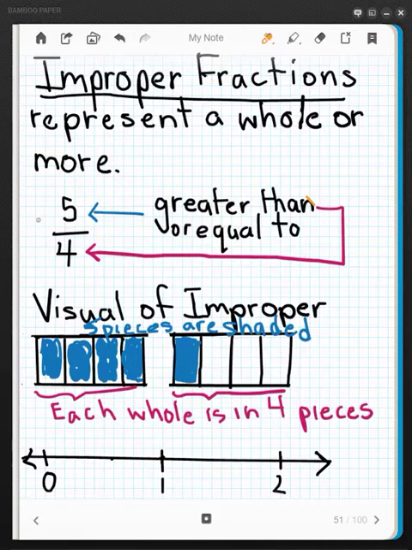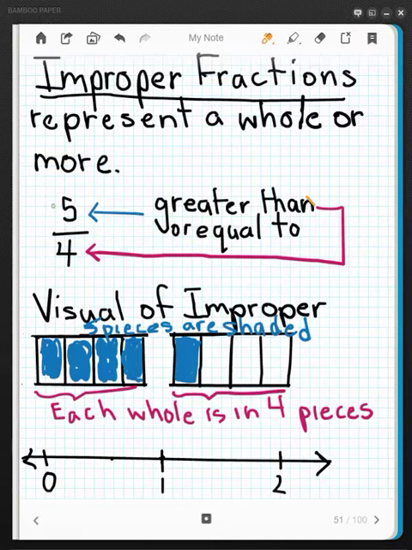So 5/4, since the numerator is larger than the denominator, we know is going to represent more than one whole thing. So I'm going to have 2 whole pictures divided into 4 pieces each. This denominator represents how many pieces each whole thing is broken into. So you see my first rectangle and my second rectangle each have 4 pieces. 1, 2, 3, 4. 1, 2, 3, 4. That's a very, very important thing to realize.